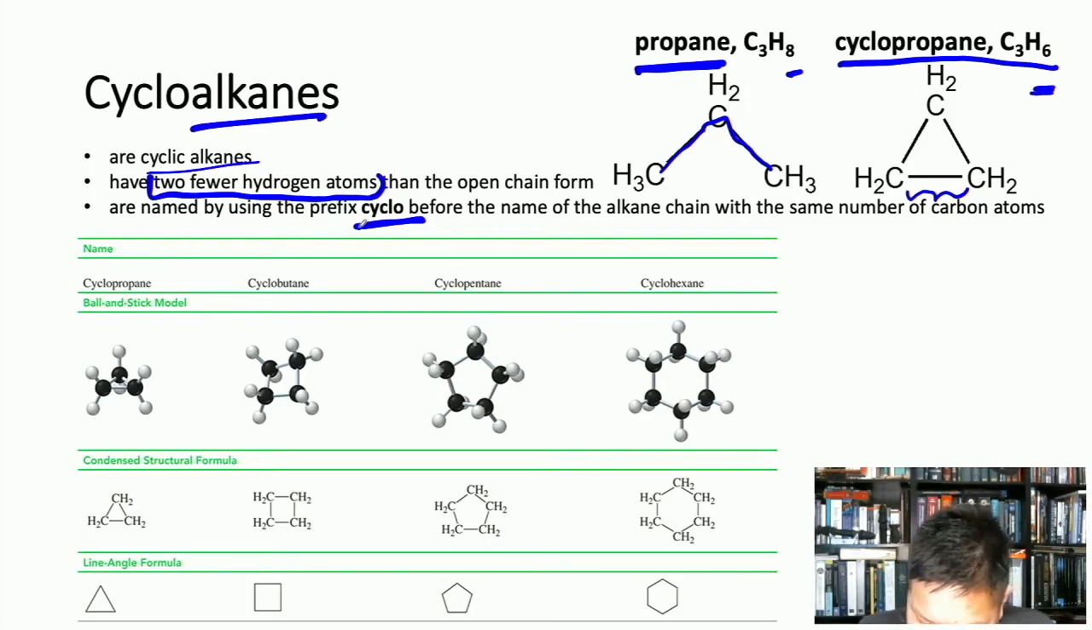So we were just looking at butane. There's a ball and stick of butane right there. And here's the condensed structural formula for cyclobutane, right? And here's the line angle formula for cyclobutane.